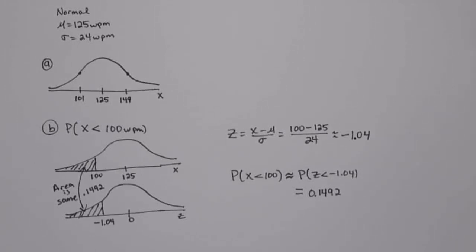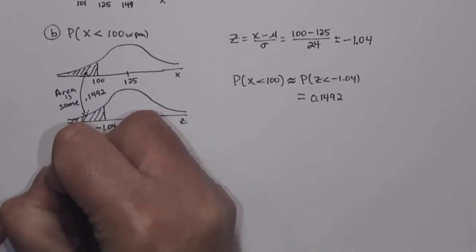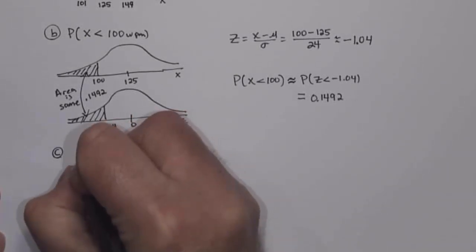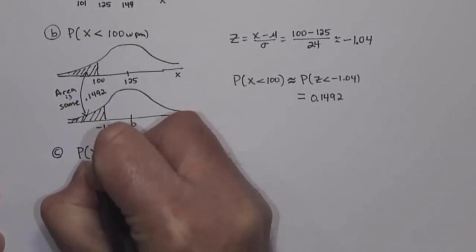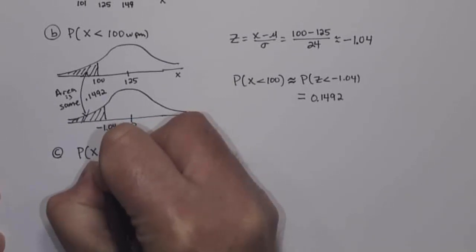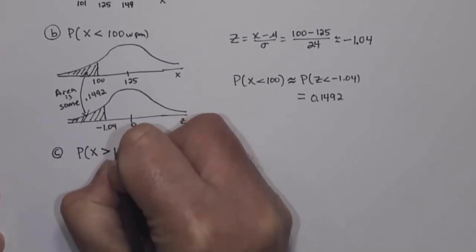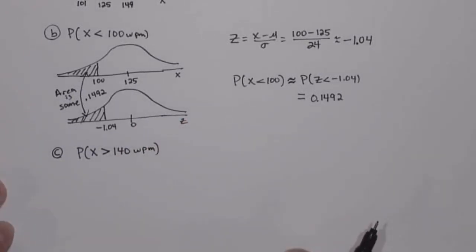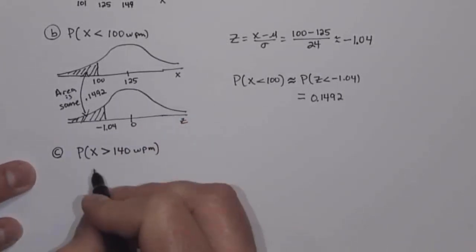Now let's look at part C. In part C, we want to find and interpret the probability that a randomly selected 6th grade student reads more than 140 words per minute. So we want to find the probability of X being more than 140 words per minute. So our approach is going to be the same.